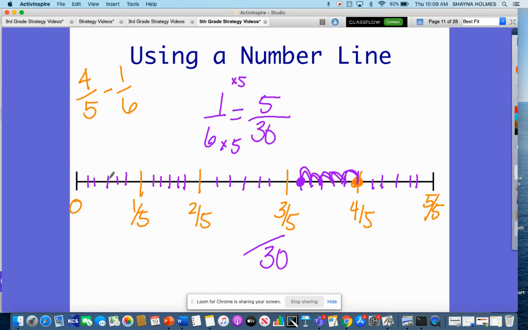So I have 1, 2, 3, 4, 5. These are each 6 sections. So I have one set of 6, 12, 18, 19. I have 19 30ths left.